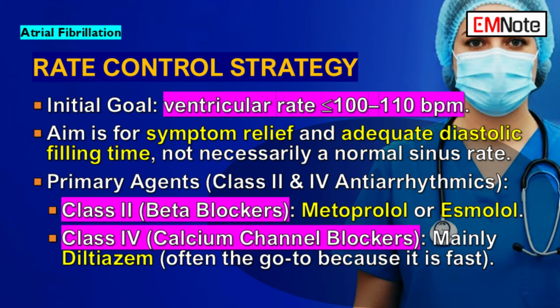And for this, we mainly rely on 2 big drug classes. Can you name the primary agents? We use the class 2 antiarrhythmics, which are the beta blockers like metoprolol or esmolol, and the class 4 antiarrhythmics, the calcium channel blockers, mainly diltiazem. Diltiazem is often the go-to because it's fast.